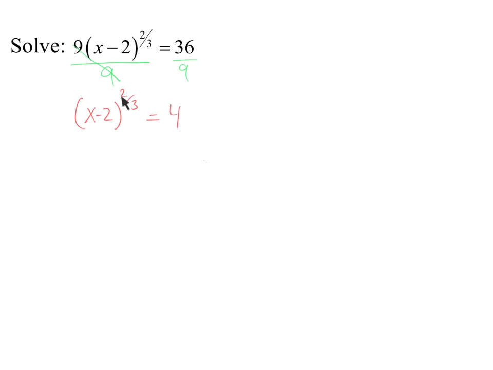Next, I have to get rid of the fractional power, and what we've talked about is we need to take it to a power that is the reciprocal of that. The reciprocal of 2/3 is 3 over 2. The reason for the reciprocal is when you multiply these, don't you get 1? Yes. So my 3 over 2 has to go over here too. This becomes a 1 power, and so a 1 power leaves this as x minus 2.